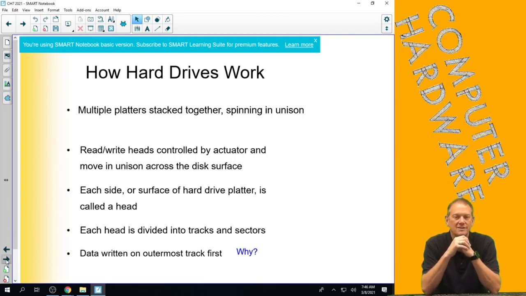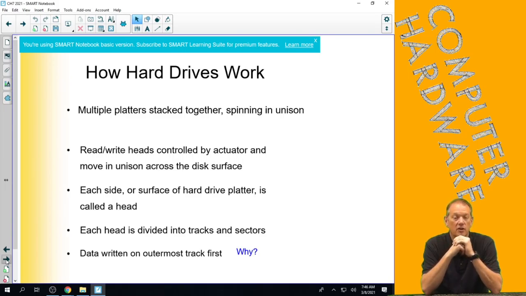All those disks have independent read-write heads on them that move together in unison across the disks by an actuator and an actuator arm. And each side of those disks can be read, on the top and the bottom of the disk. So when we look at a drive with four disks, we know that there are eight heads, one on each side, that can read and write data to a traditional hard drive.